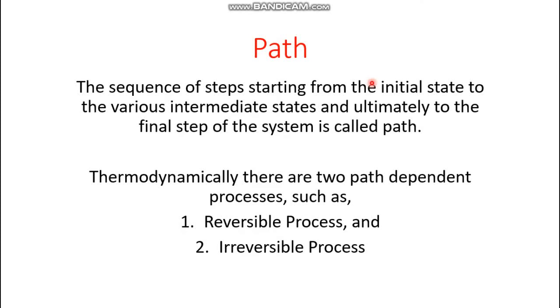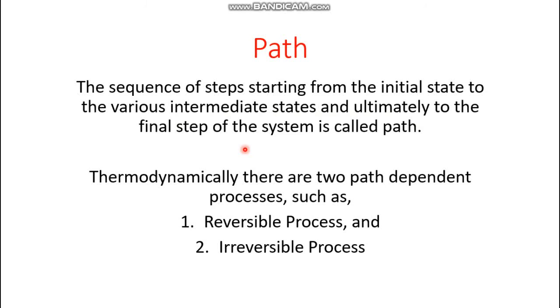Now next move on to path. Path means the steps, the type of the steps, whether the steps are small, whether the steps have the property to revert back or not. So this is about the path. So what is the definition of path? Let's see. The sequence of steps. So this phrase is the key word, these 2 words, sequence of steps. The sequence of steps is actually the path. So what is the definition? The sequence of steps starting from the initial state to the various intermediate states and ultimately to the final step of the system is called the path.